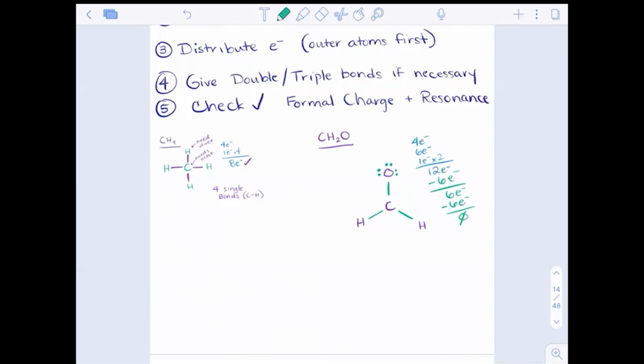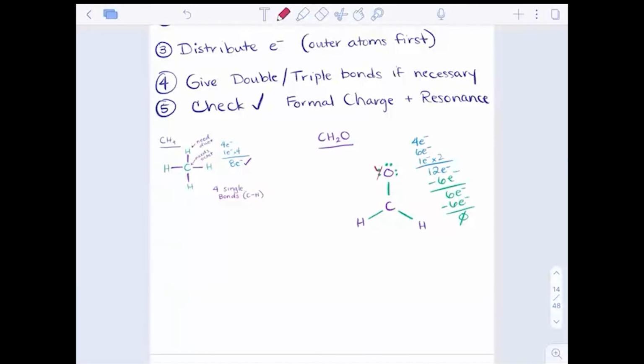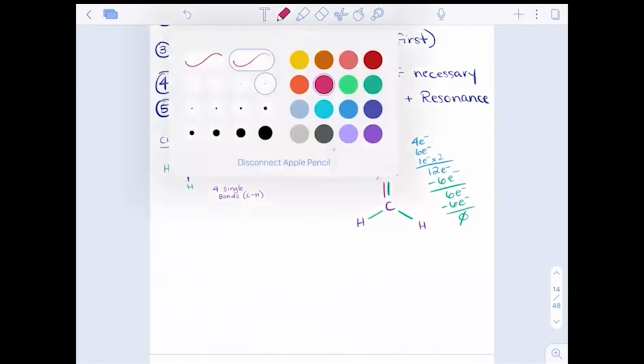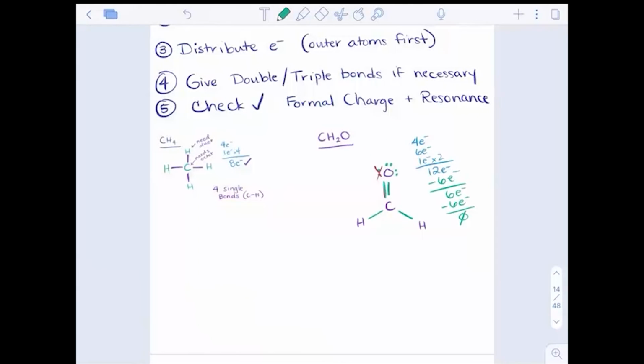But let's look again and say, now we have to move to number 4. Do I need to give double or triple bonds? Well, the only way to answer that would be to say, does everyone have their octet? No, carbon doesn't, but I don't have any more electrons to give. So instead, what I have to do is get rid of 1 lone pair and share it between the oxygen and the carbon. So what that means is that the oxygen and the carbon have what we call a double bond.